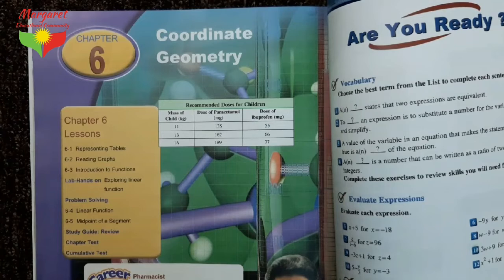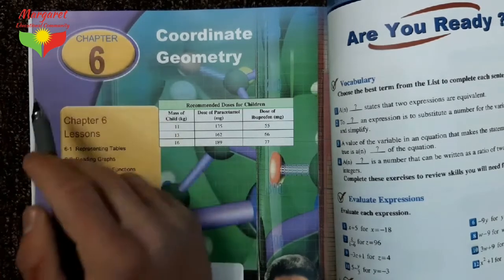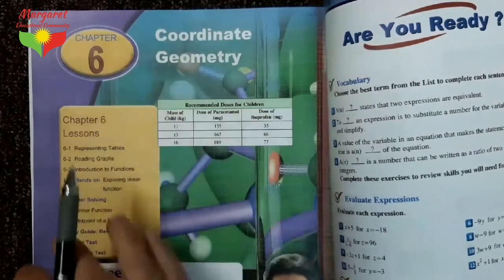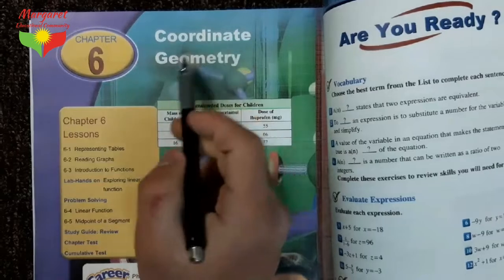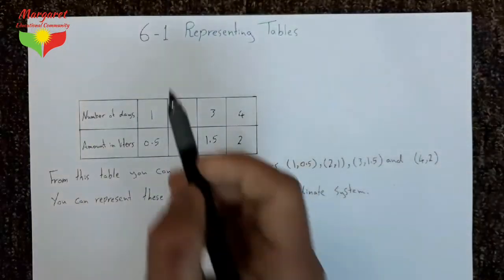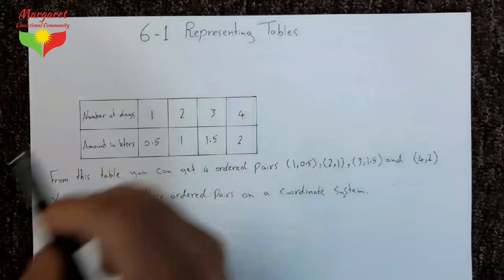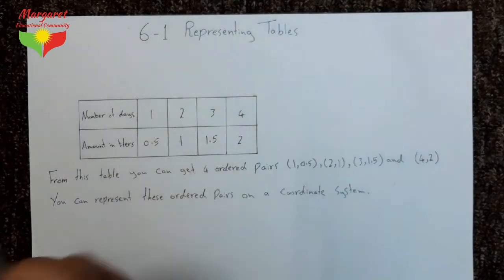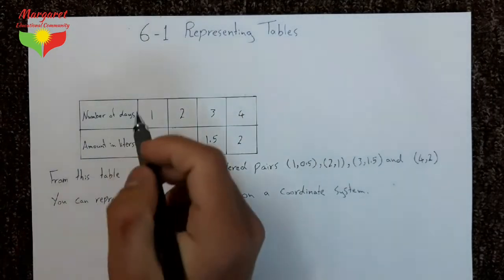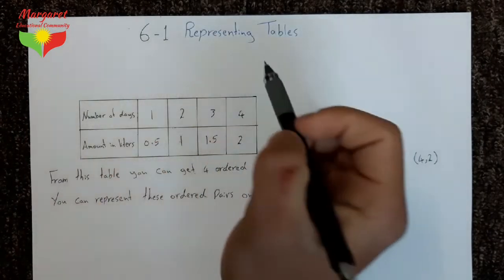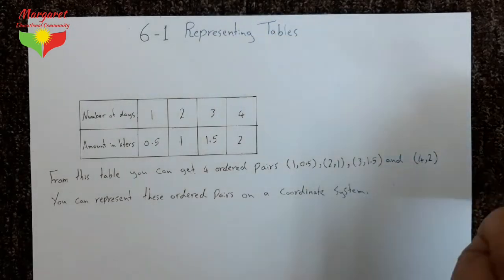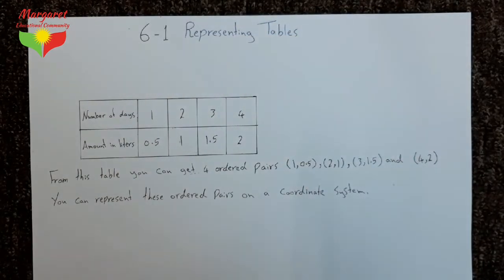Today we are going to start a new chapter, Chapter 6, Coordinate Geometry. Chapter 6, Lesson 1, Representing Tables. In this lesson, we learn how to represent a table on a coordinate system.